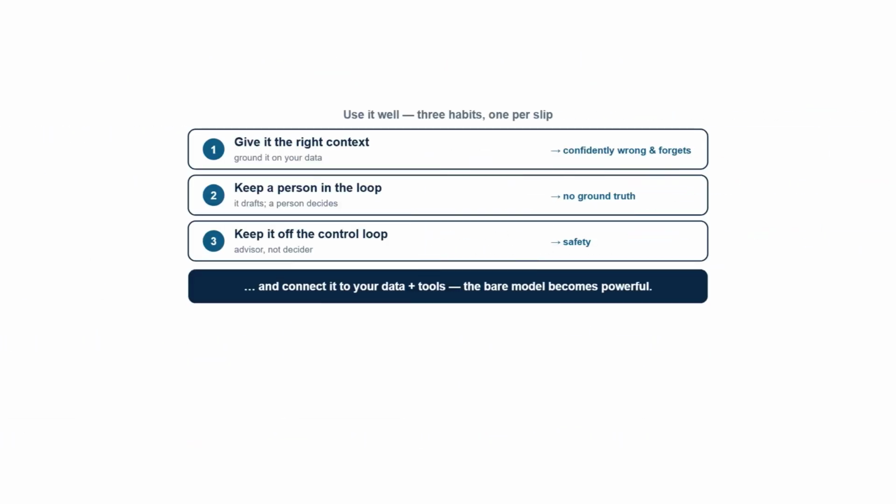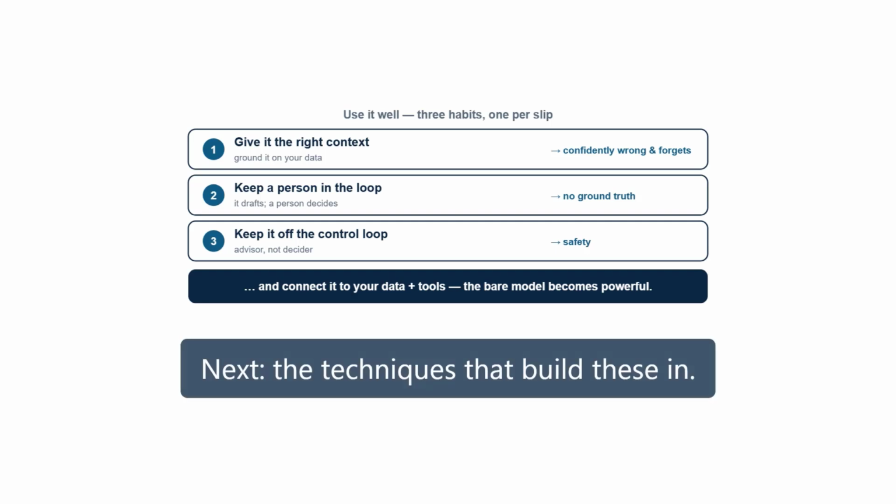So that is how you use it well. In 3 habits, give it the right context, keep a person in the loop, and keep it off the control loop. We did not wish the slips away, we designed around every one. And we saw the bigger prize, connected to your own data and tools, and the bare model becomes powerful. And next, all of that stops being good advice and becomes real techniques. Grounding it on your plant's own data, giving it safe access to tools, adding guardrails, and placing intelligence at the right level.